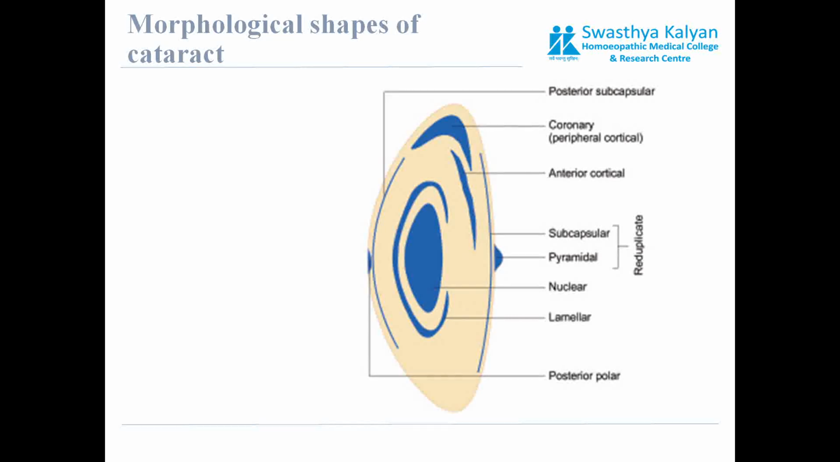This is the diagram that shows the cataractous area here. Like this one is nuclear cataract, this one is laminar cataract, anterior cortical cataract, posterior cataract, anterior pyramidal and subcapsular cataract, etc.